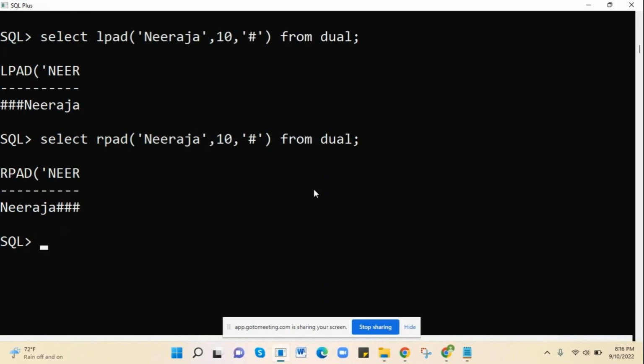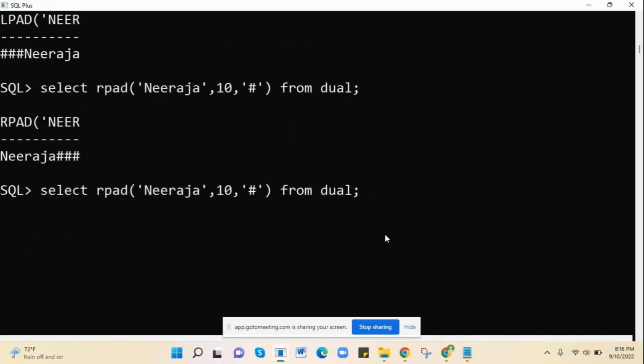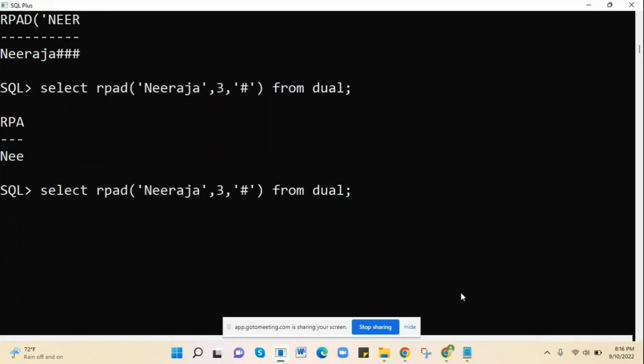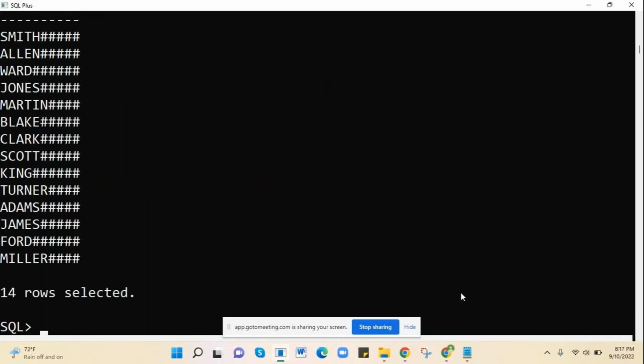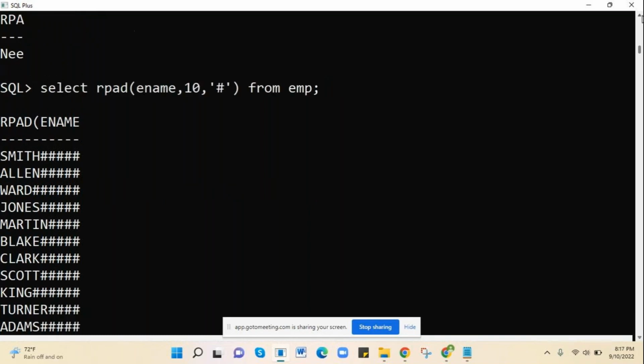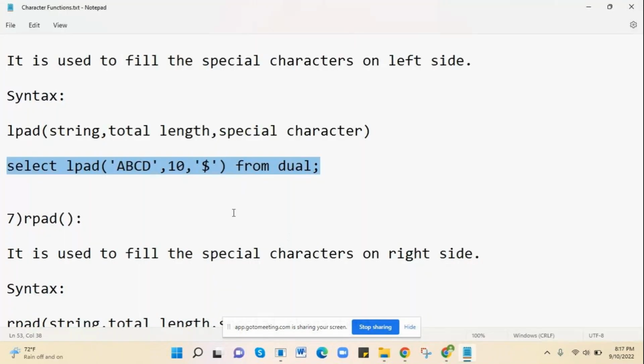R pad means right side. It will pad on the right side. Okay na? Here also, R pad means right side. It will give new only. Okay, you see that is the difference between L pad and R pad.